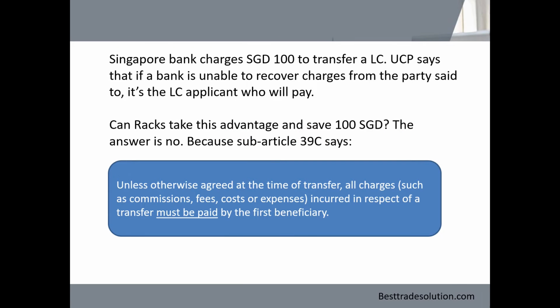Singapore Bank charges SGD 100 to transfer the LC. UCP says that if a bank is unable to recover charges from the party said to, it's the LC applicant who will pay. Can Racks take this advantage and save 100 SGD? The answer is no. Because subarticle 38c says, unless otherwise agreed at the time of transfer, all charges such as commissions, fees, costs or expenses incurred in respect of a transfer must be paid by the first beneficiary.